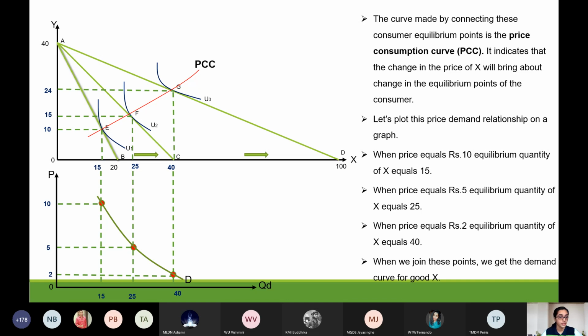Now we join the points, and that is your demand curve. We have drawn the demand curve now. How? We had the prices, we had the quantities, we are just linking them. So this is how we are deriving the demand curve. Got that? Yes? Easy peasy, right?